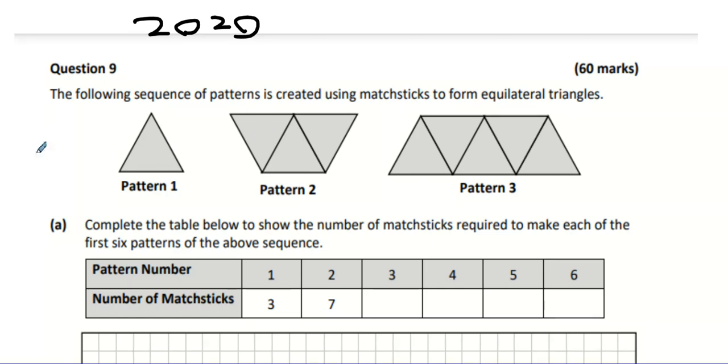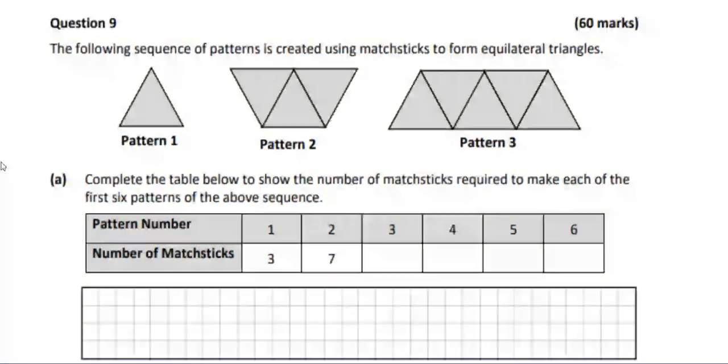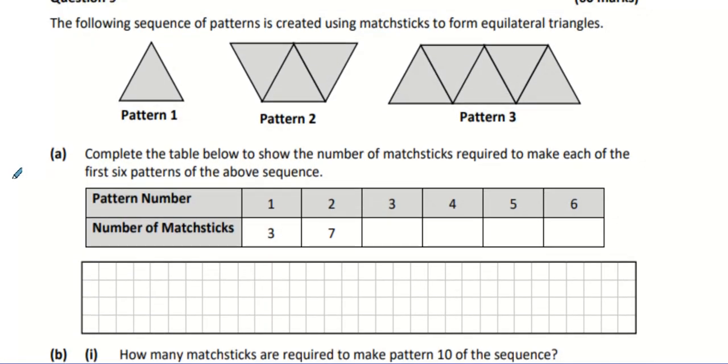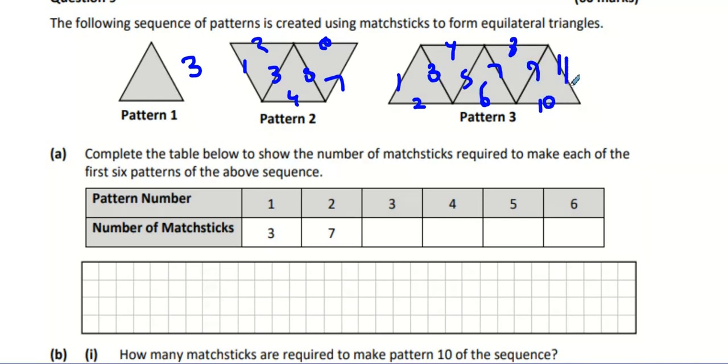The 2020 question 9, once again, paper 1. We have a bunch of patterns with sticks in it. So 3 sticks in the first pattern. 1, 2, 3, 4, 5, 6, 7. All right, so there's 7 in the second pattern. 1, 2, 3, 4, 5, 6, 7, 8, 9, 10, 11. There's 11 in the third pattern.